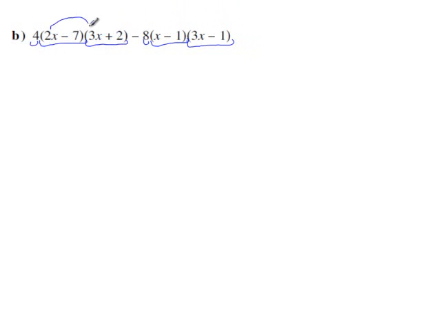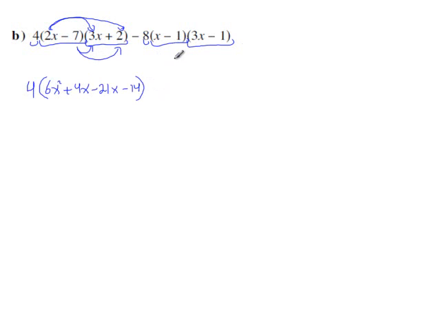So looking at that first set of binomials, 2x times 3x, 2 times 3 is 6, x times x is x squared. 2x times 2, I get 4x. Negative 7 times 3x is negative 21x. And negative 7 times positive 2 is negative 14. Now all of that needs to be multiplied by 4. So put brackets around it, put the 4 there, we'll do that in the next step.